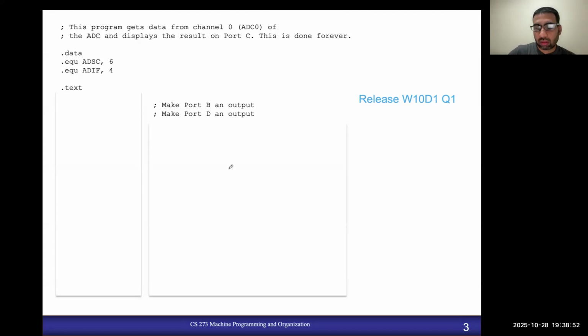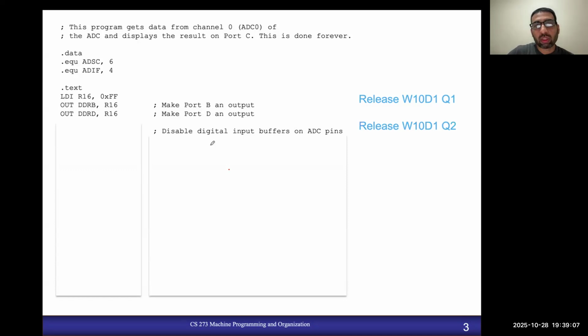So it is straightforward. You have done this so many times in your labs, right? You are simply loading 0xFF in R16 and sending R16 to DDRB and DDRD. And in this way, both the ports are in output mode, right?